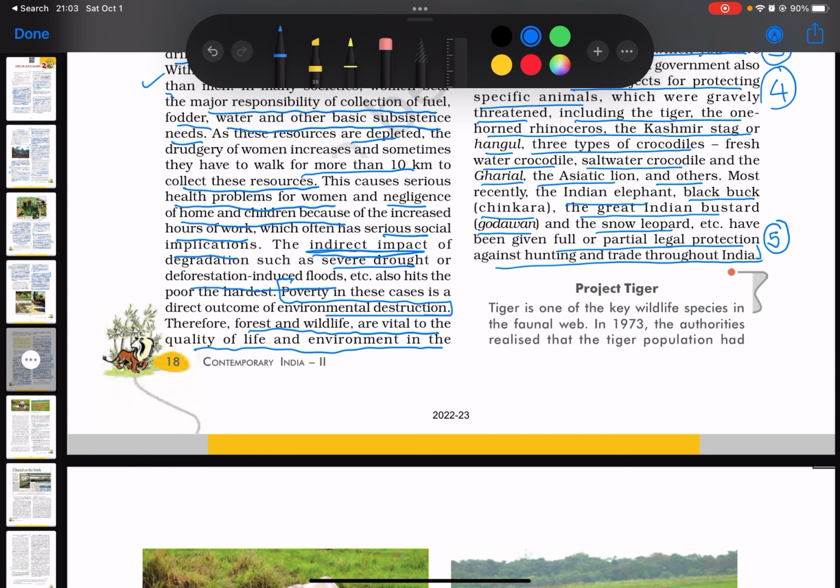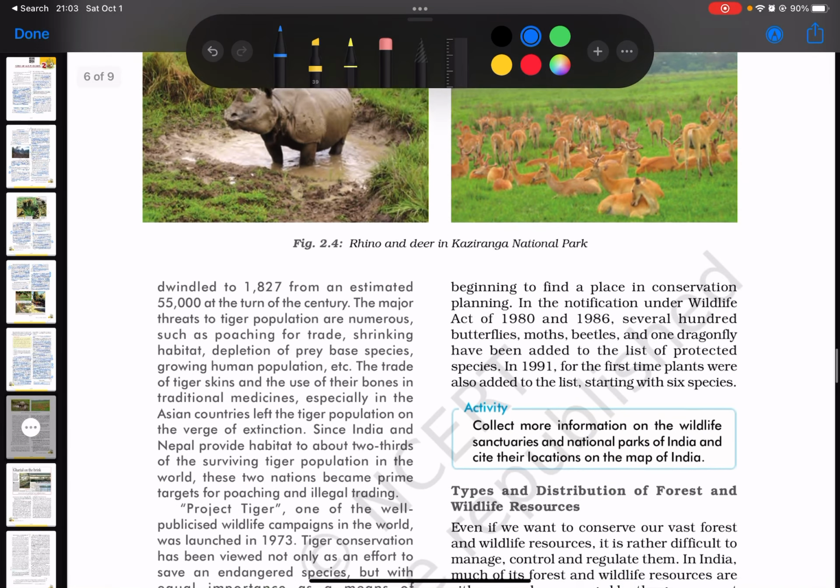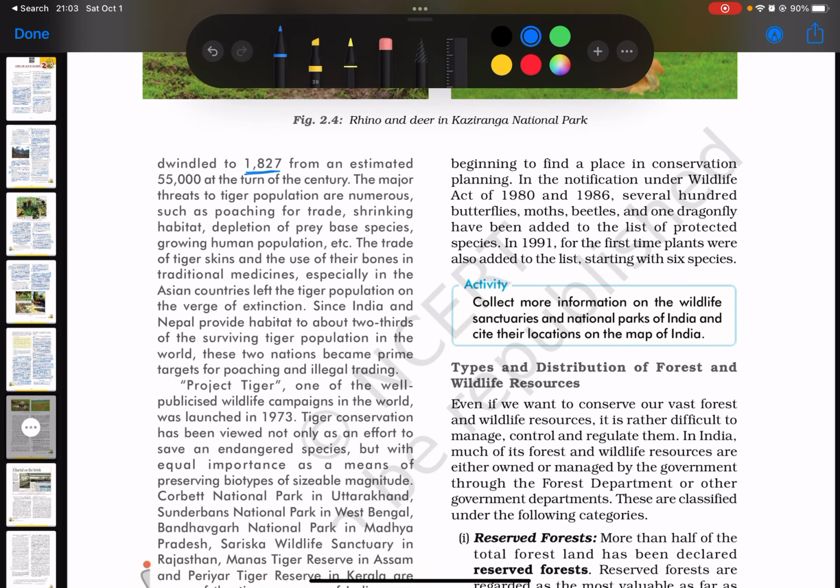The tiger is one of the key wildlife species in the faunal web. In 1973, the authorities realized that the tiger population had dwindled to 1827 from an estimated 55,000 at the turn of the century. So it's just a few percent. The major threats to the tiger population are numerous, such as poaching for trade, shrinking habitat, depletion of prey base species, growing human population, and so on. Also, the trade of tiger skins and the use of their bones in traditional medicines, especially in Asian countries, left the tiger population on the verge of extinction. Since India and Nepal provide habitat to about two-thirds of the surviving tiger population in the world, these nations became the prime targets for poaching and illegal trading.